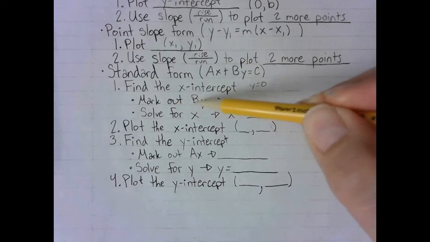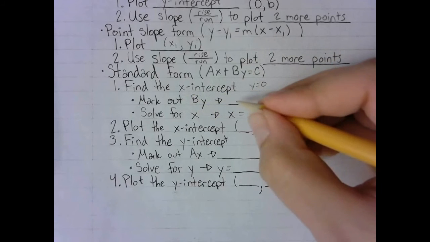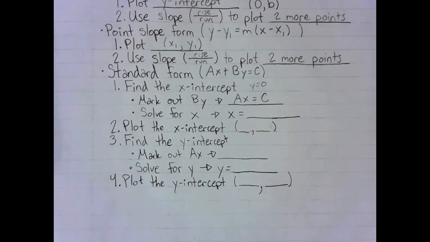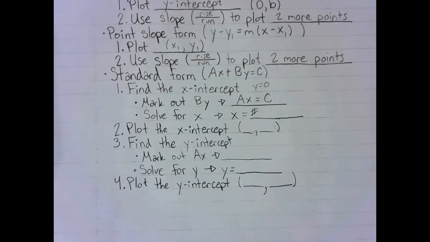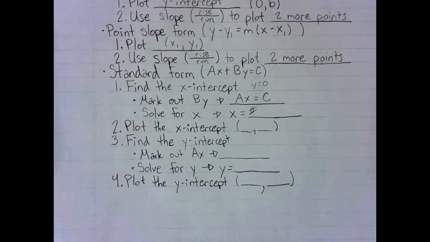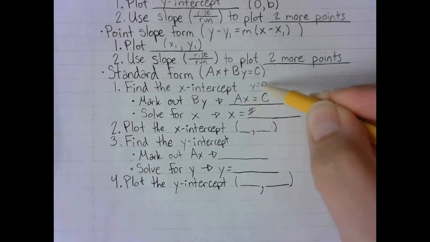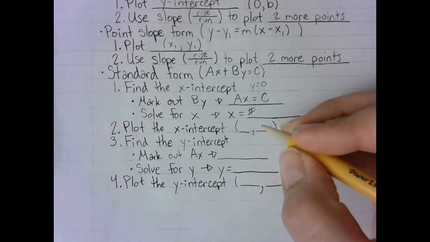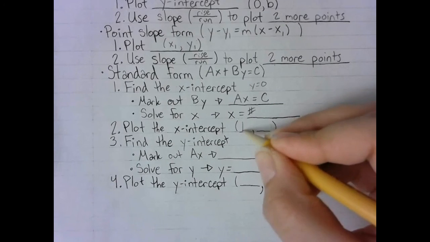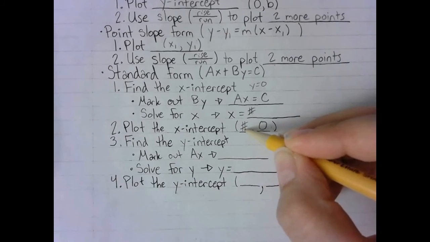So that means we can mark out the by thing, because this will end up being b times 0. Well, that's 0. So you'll end up with ax equals c. Well, then we just got to solve for x. So x is going to equal some number. It depends on what equation we're given. Well, once we have x, we know y is 0. We've got the x-intercept, we can plot it. So it's going to be some number, comma, 0. Whatever that number we got here is our x-intercept.